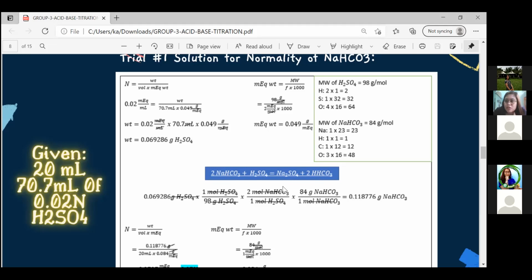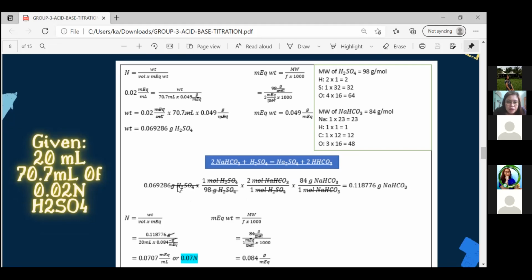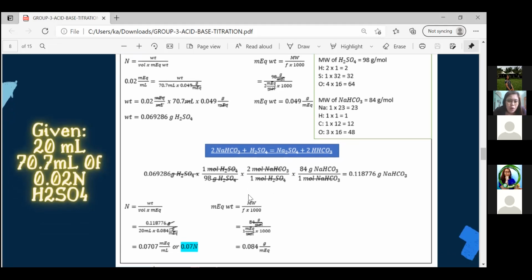And our stoichiometry pattern, you have here the grams of sulfuric acid. We'll be looking for the grams of the sodium bicarb. So our pattern is we have to convert first the grams of sulfuric acid to moles. That is why we need its molecular weight. And then from the moles of the sulfuric acid, we have to look for the moles of sodium bicarb. And to get that, we need the mole ratio. And according to our balanced equation, 1 mole of sulfuric acid is equal to 2 moles of sodium bicarb.